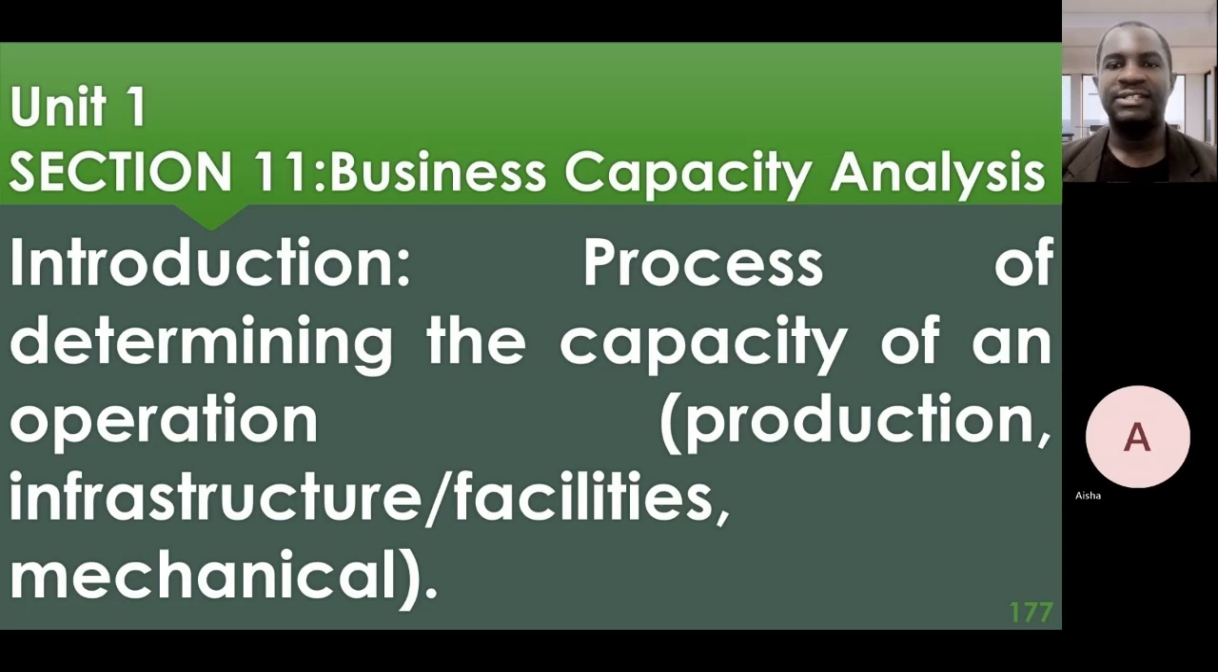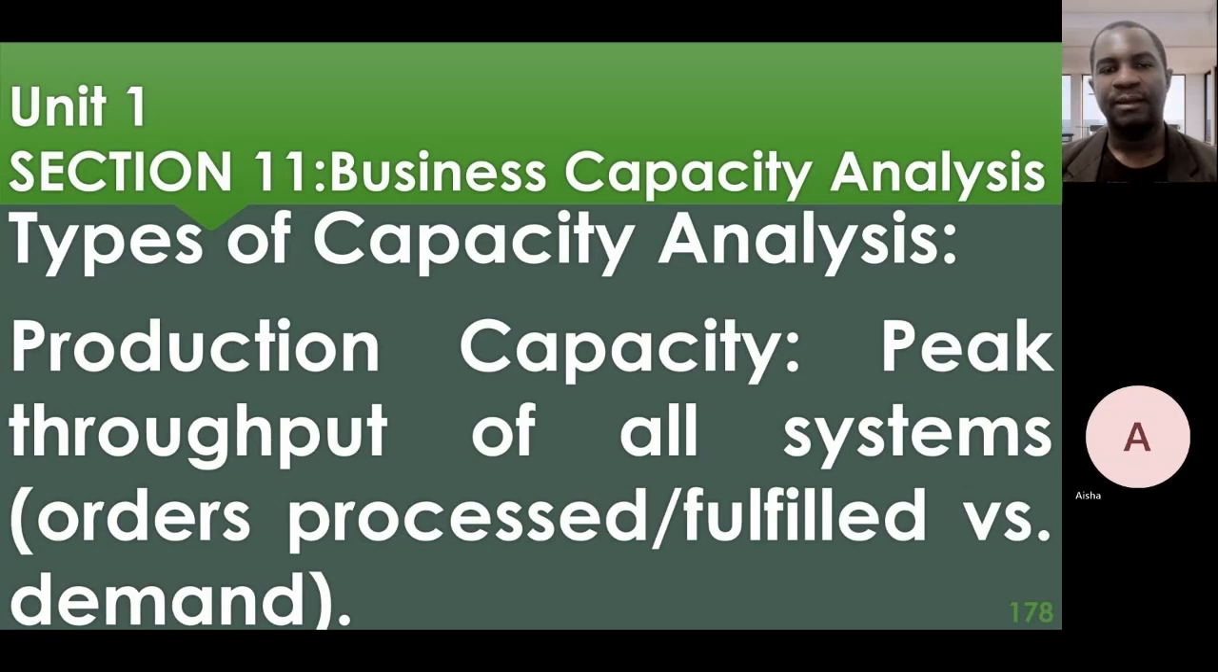So it's very important. Business capacity analyses are carried out to help businesses to grow. So there are types of capacity analysis. We have production capacity. There's a peak for every machine or for every staff during production. So the peak throughput of the system, for orders processed, those you fulfilled, and those you are not able to fulfill that are still on demand, is your production capacity.